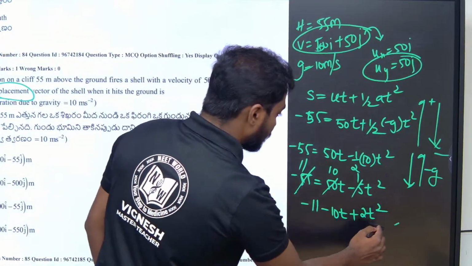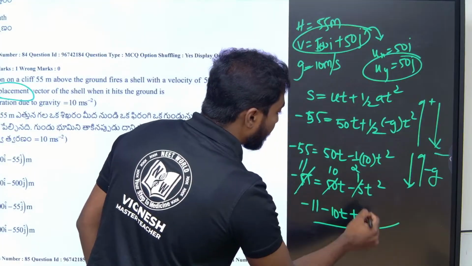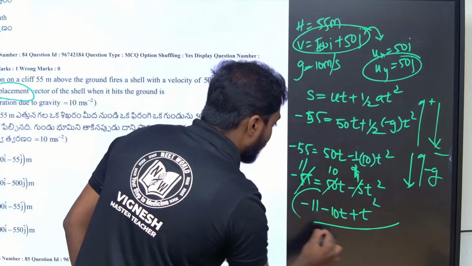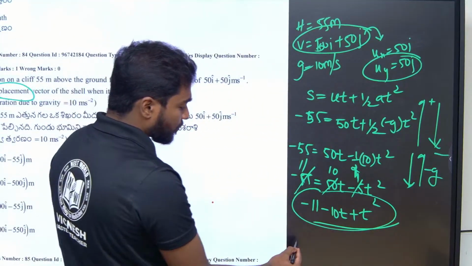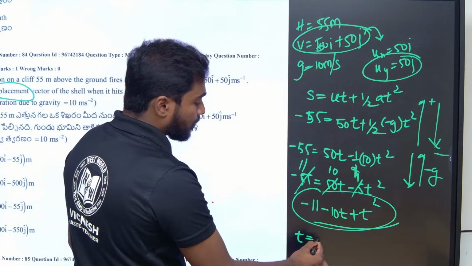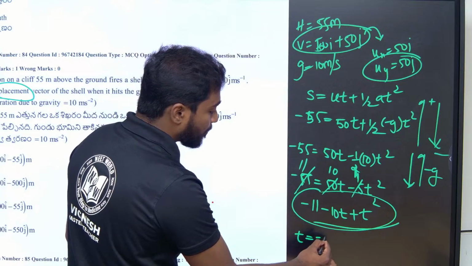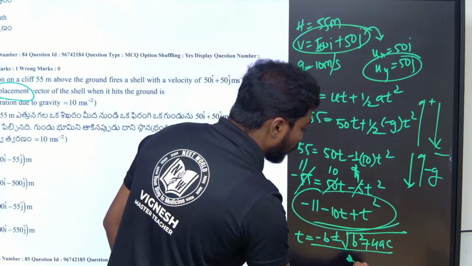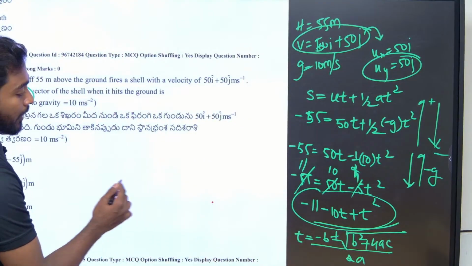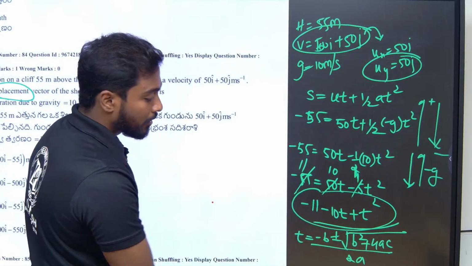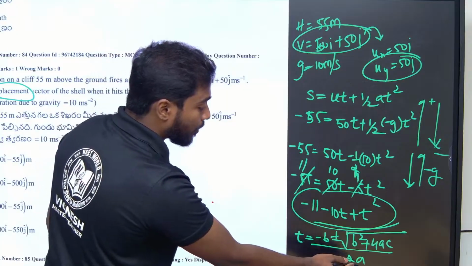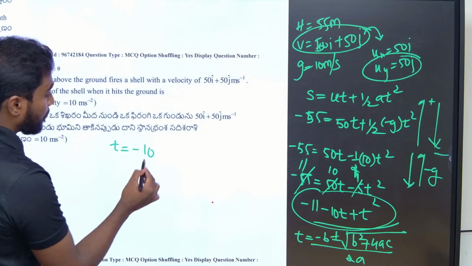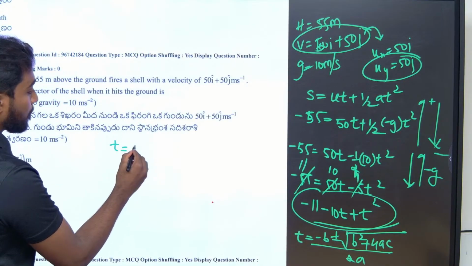Sorry, this is 1t square, right? So I need to find the value of t here. We know that t is equal to, let me take the quadratic equation roots, that is minus b plus or minus root over b square plus 4ac by 2a, right? So let me write it here. What is b here? Minus 10. What is c here? Minus 11. What about a? It is 1, right? So t is equal to minus 10, minus of minus, it is plus 10, no? Yes, plus 10.